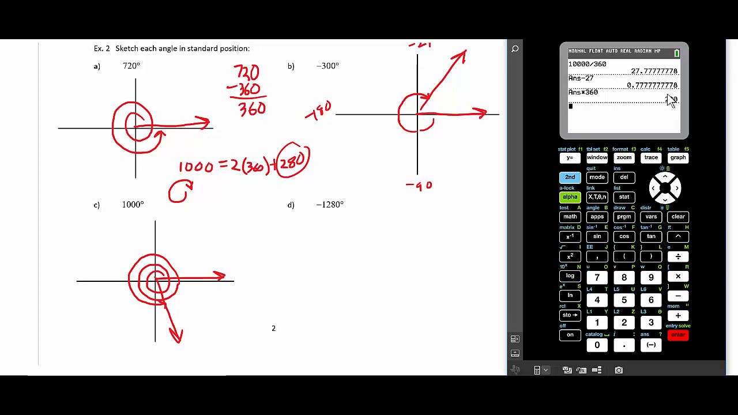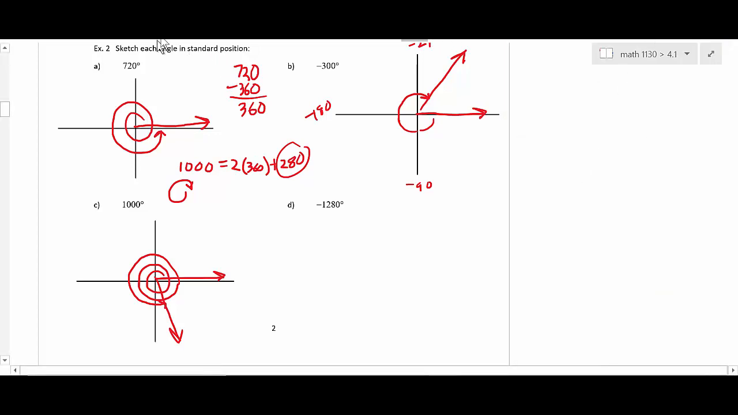I won't ask you to do that. You think I'm going to grade that and make sure that you went 27 times around the circle? Probably not, okay? But getting the idea is what I want you to understand. So for this problem right here, you could have also just done 1,000 divided by 360. That would have told you that you have 2 laps around the circle. And then if you take the 0.77 times 360, that would have given you 280 left over. Does that make sense to everybody? Okay, that's the simplest way to do that.